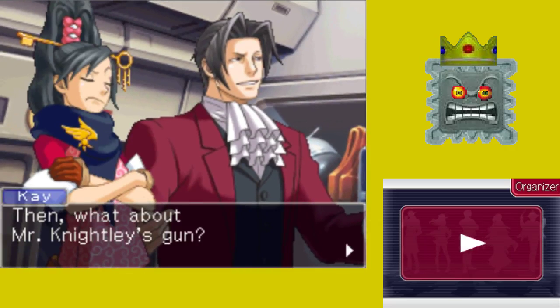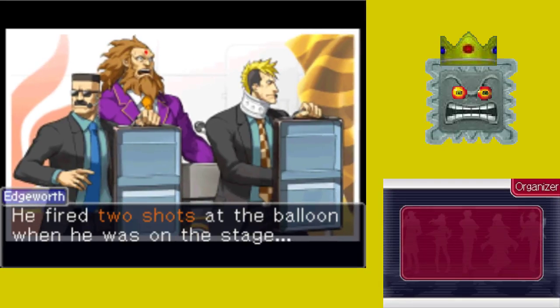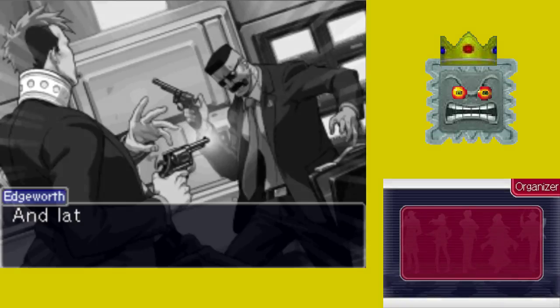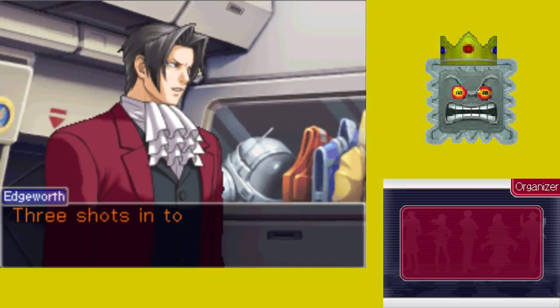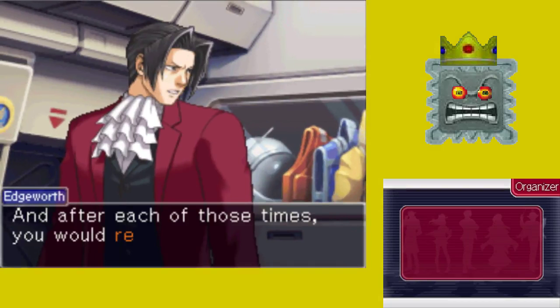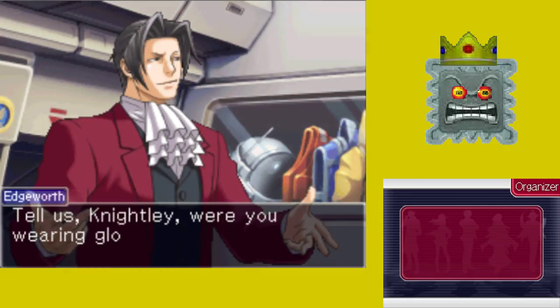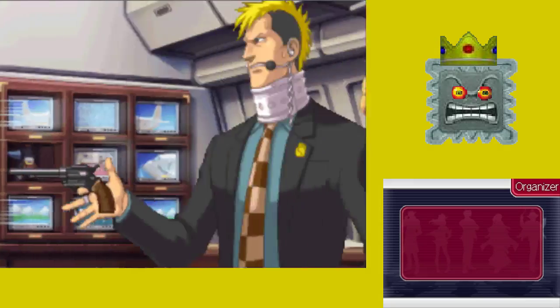Then, what about Knightley's gun? He fired 2 shots at the balloon when he was on stage. And later, 1 shot to kill Rook. 3 shots in total, not counting the number of shots he's fired since then. After each of those times, he will reload the bullets. Tell us, Knightly, were you wearing gloves when doing that?